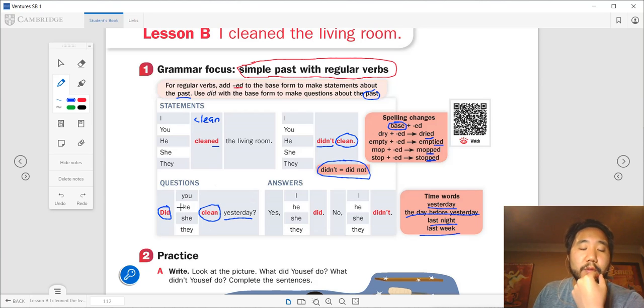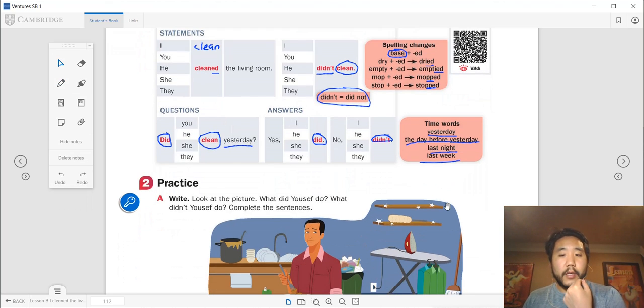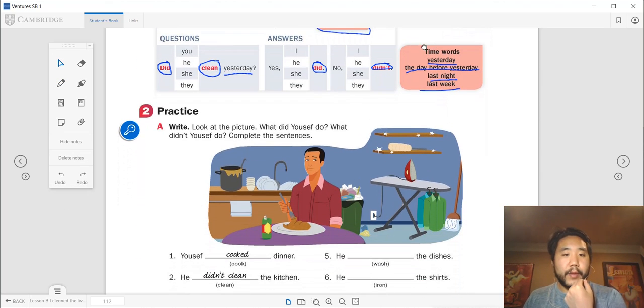So for example, if it's a question, did you clean yesterday? It could be yes, I did, or no, I didn't. So this is an affirmative or positive statement, and this is a negative statement because it uses didn't. No, I didn't. Okay? So now, let's do exercise 2.